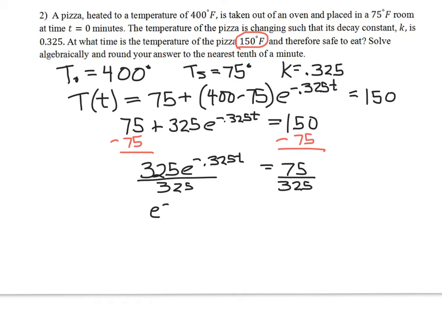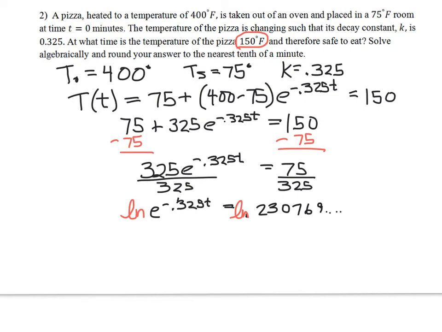So I can say e to the negative 0.325 t is equal to, that decimal turned out to be 0.230769. I'm going to put ... on my paper showing that there's more decimal places there, but I'm going to store that answer in my calculator so that I can call it up later. Now, because I'm trying to solve for the t in the equation, I need to get rid of the base e, so I'm going to take the natural log on both sides of the equation.